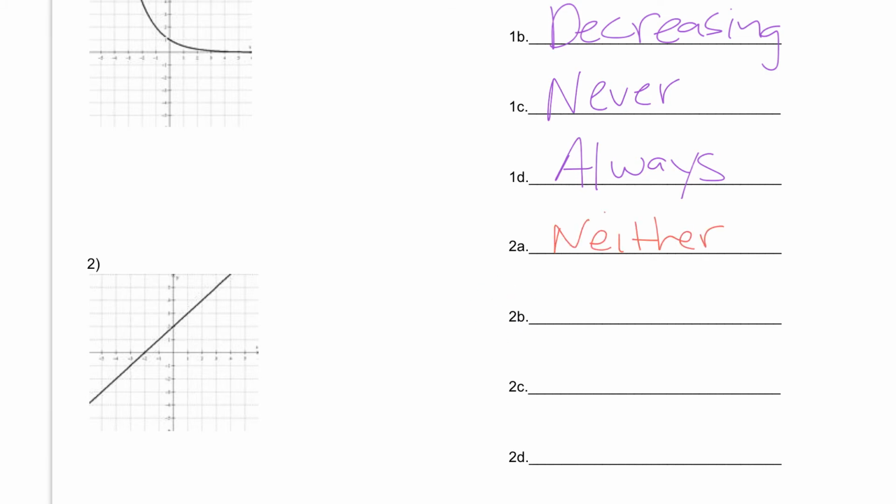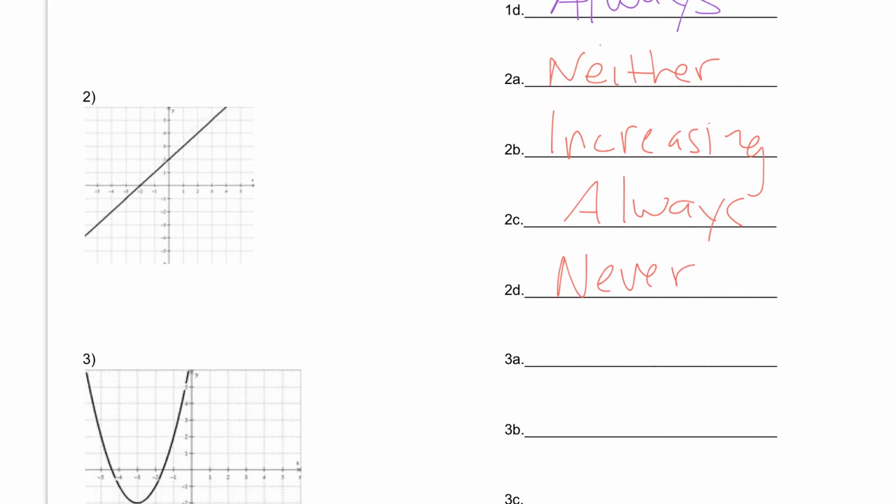Then letter B is asking, is it increasing, decreasing, or both? Again, from the left to the right, we are just going up, so this is increasing. Part C is asking when it is increasing, over what interval. It is always increasing, so we can say always. And for letter D, when is it decreasing? Well, again, we said it's always increasing, so decreasing would be never.